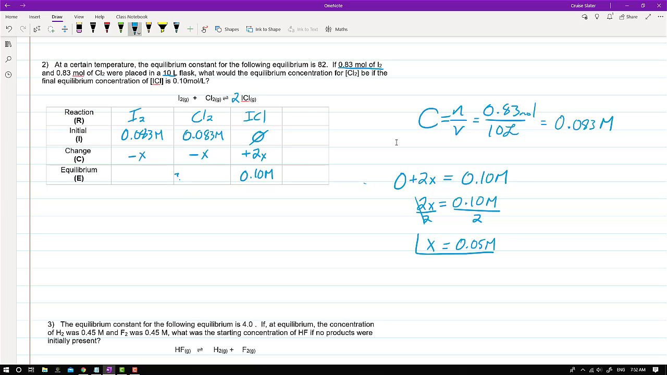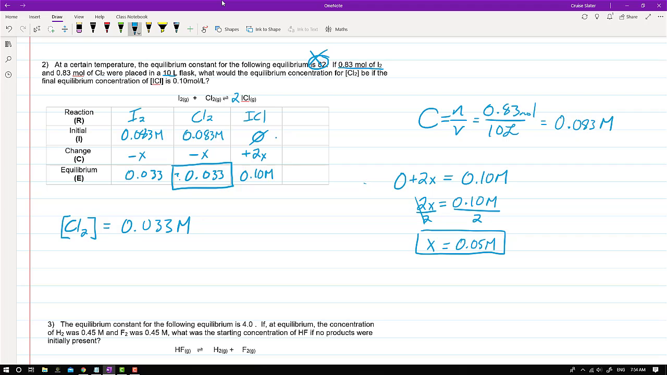So now that I know what x is, I can easily go back and fill in my equation. Over here, I have 0.083 molar solution of Cl2, and I'm going to lose 0.05 as we go towards equilibrium. Well, that's just going to equal 0.033, and it'll be the same thing for I2, 0.033. So that is the answer to the question right there. My concentration of Cl2 is going to equal 0.033 molar. In this question, the equilibrium value, Kc of 82, we didn't need it.